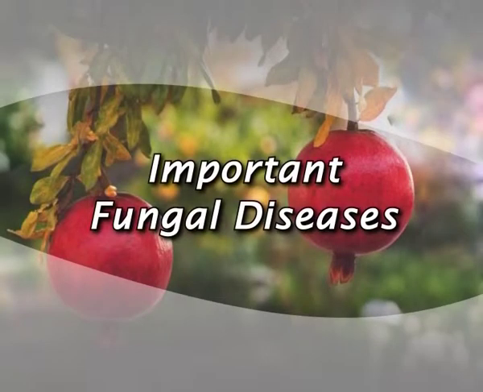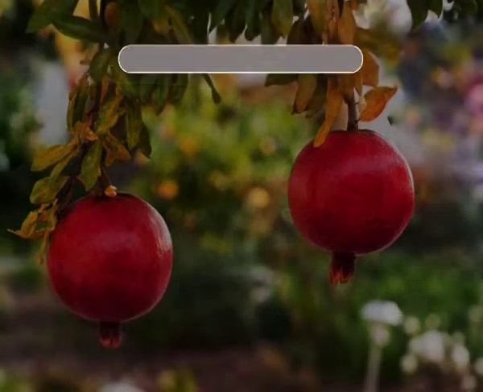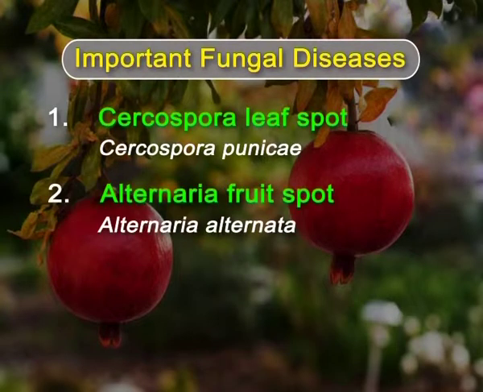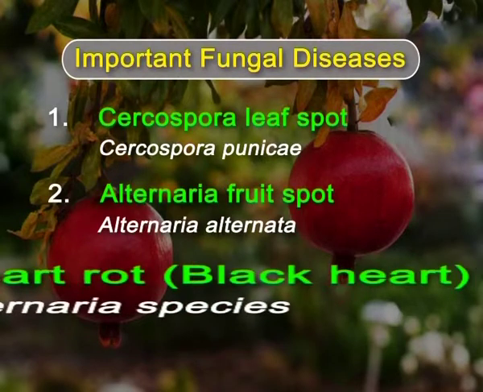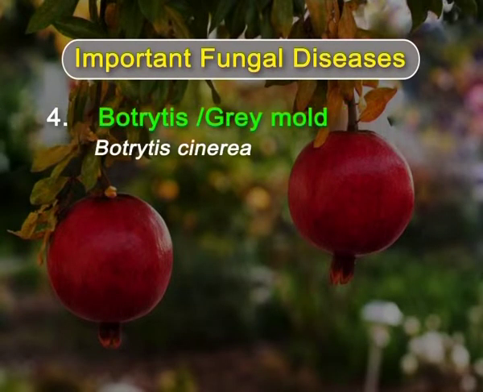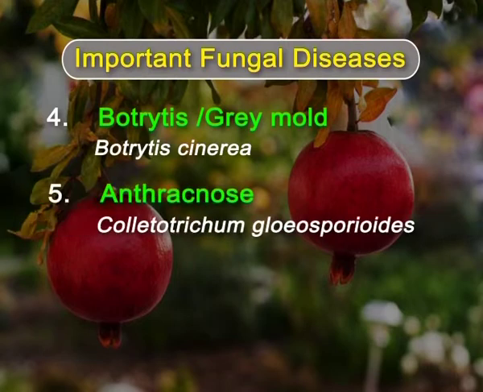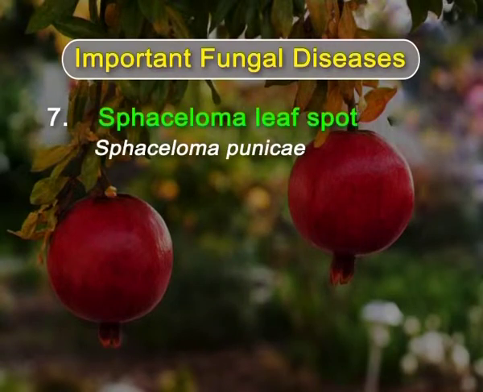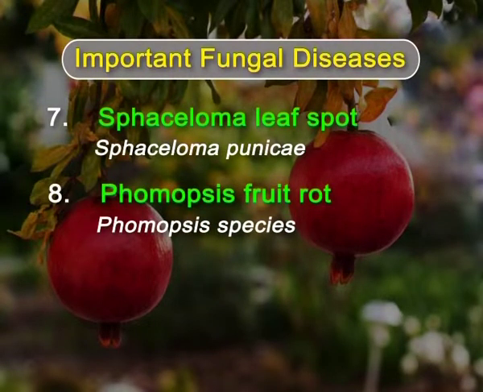Important fungal diseases. Some of the important fungal diseases are Cercospora leaf spot, Alternaria fruit spot, heart rot or black heart, Botrytis or grey mold, anthracnose, wilt of pomegranate, Sphaceloma leaf spot, Phomopsis fruit rot. So these are the important diseases. Now let's discuss one by one.